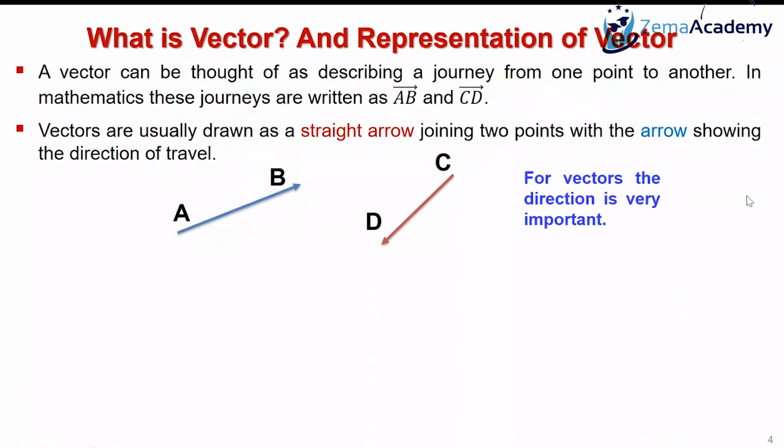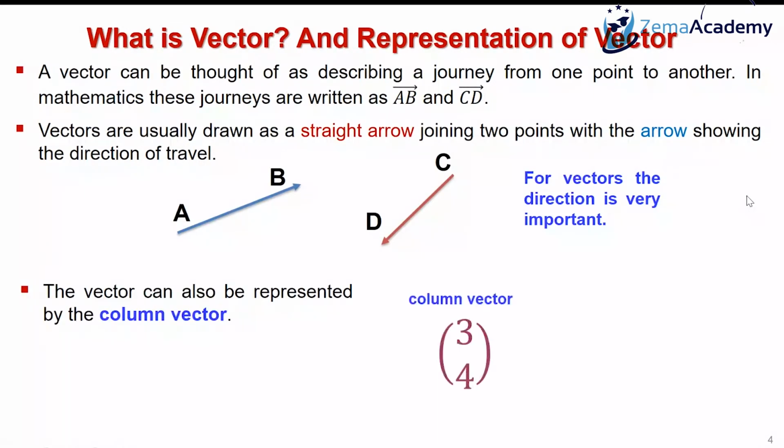So let's start with what actually a vector is. Simply put, it's a journey that you can describe, a journey from one point to another point. And when we say that it's a journey between two points, we specify those two points. In this case, for example, on your screen, as you can see, I have indicated two vectors. One is vector AB and the other one is vector CD.